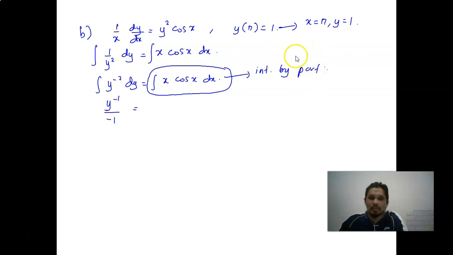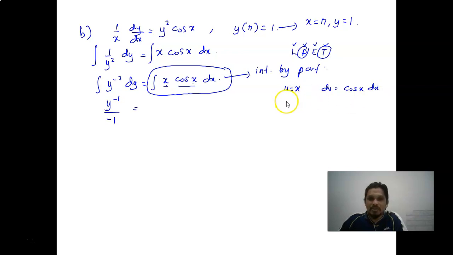Okay, we need to consider the function between x and cos x with the hints of L, P, E, T. So L stands for log, P polynomial, E exponent, and T trigonometric function. Between x and cos x, x is a polynomial and cos x is trigonometric. So here we choose u equal to x and dv equal to cos x dx.